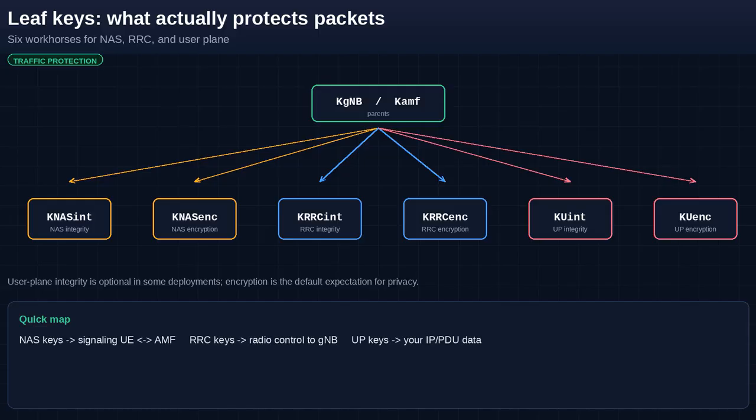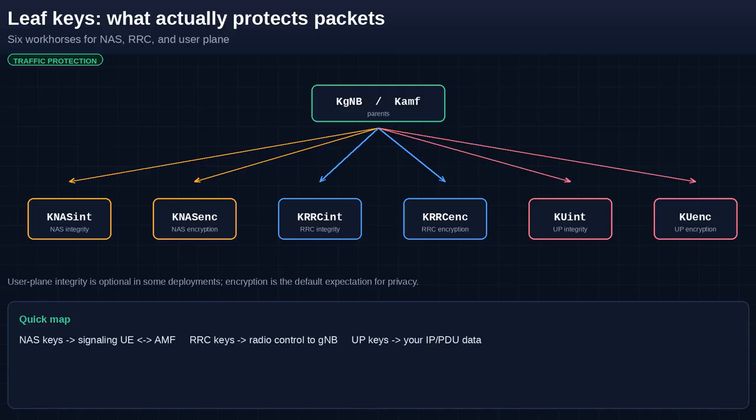From KgNB, you get the RRC pair, KRRCint and KRRCenc. They protect the radio resource control channel, handovers, measurements, reconfigurations, the nervous system of the air interface.